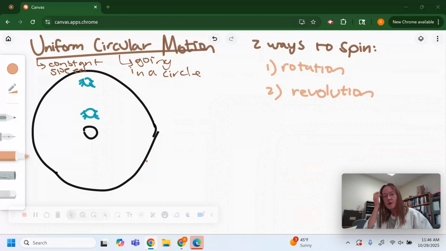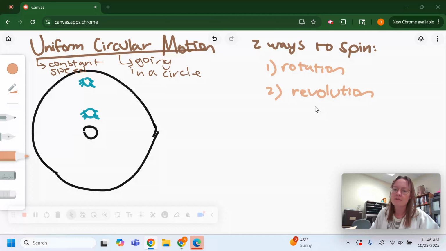Here are two words. We've got rotations and revolutions. In a rotation, an object spins around an axis that is within the object. In a revolution, the object spins around an axis that is external to that object. I would highly recommend writing down those two definitions, and then after you do, ask yourself this question. Which one does the Earth do? Does the Earth rotate or does the Earth revolve?